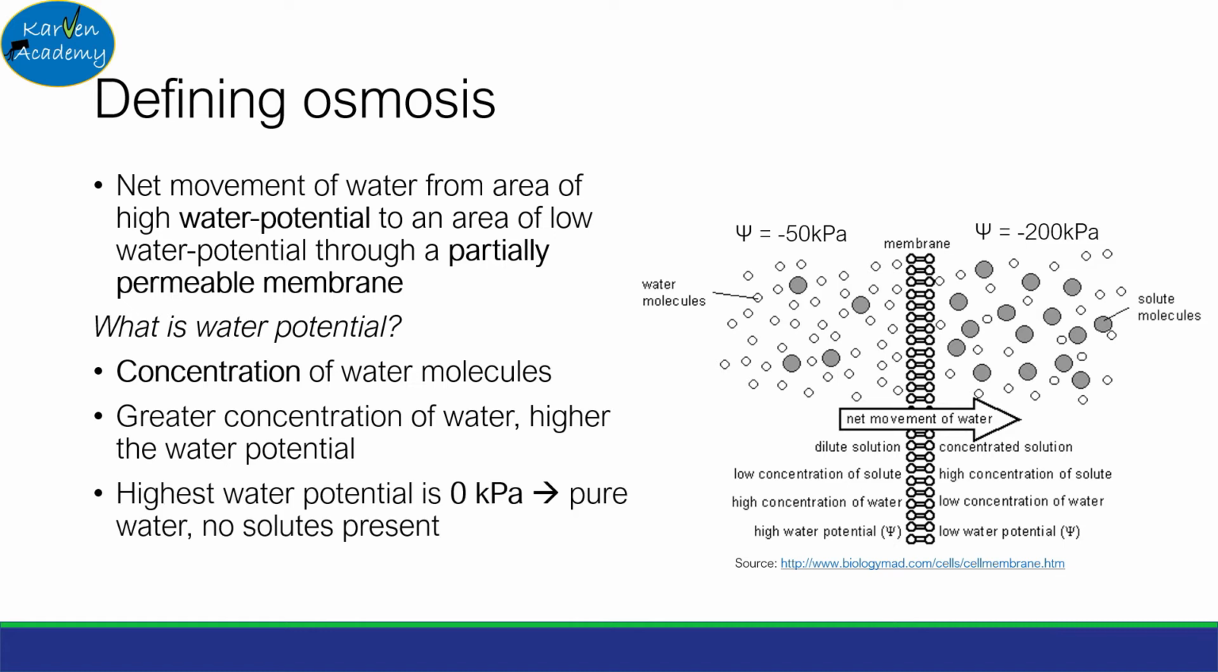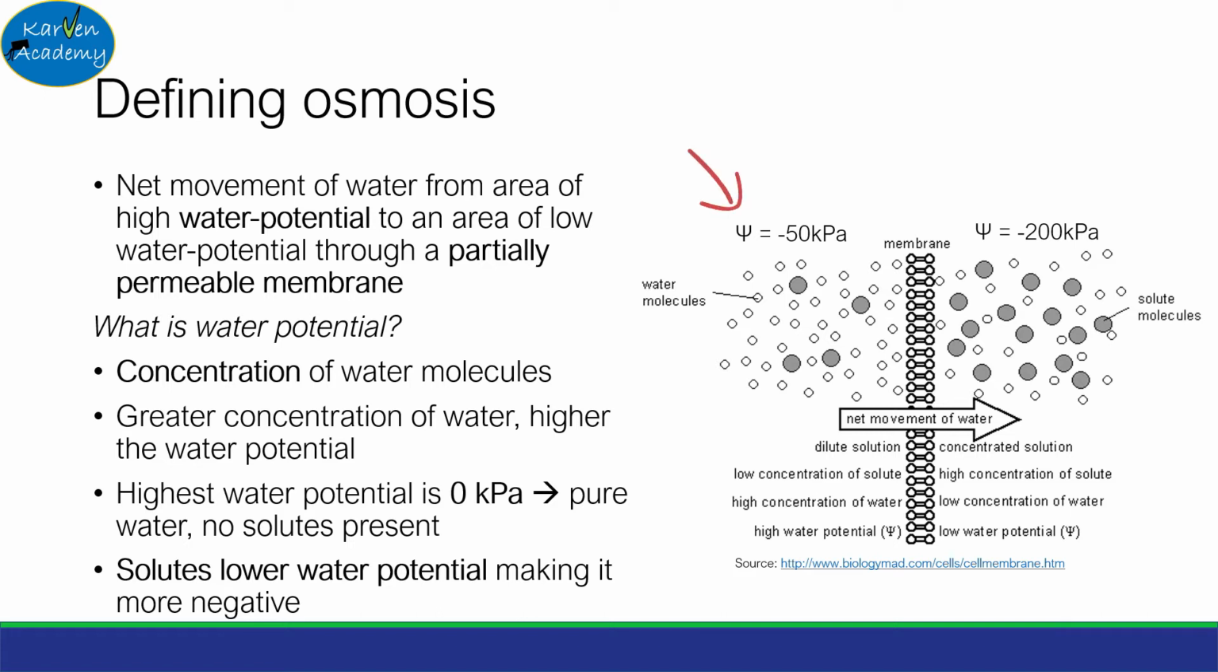The highest water potential you can have is 0 kilopascals, kPa for short. And this is where the water is pure and there is no solutes present. Presence of solutes lowers the water potential, making it more negative. As this diagram indicates, this symbol, the psi sign, is the symbol for water potential, and minus 50 kilopascals is greater than minus 200 kilopascals. So therefore water will move from this region to the region to the right through this partially permeable membrane. Remember, the solutes cannot pass through this membrane where water can, and once equilibrium is reached, no more osmosis occurs.